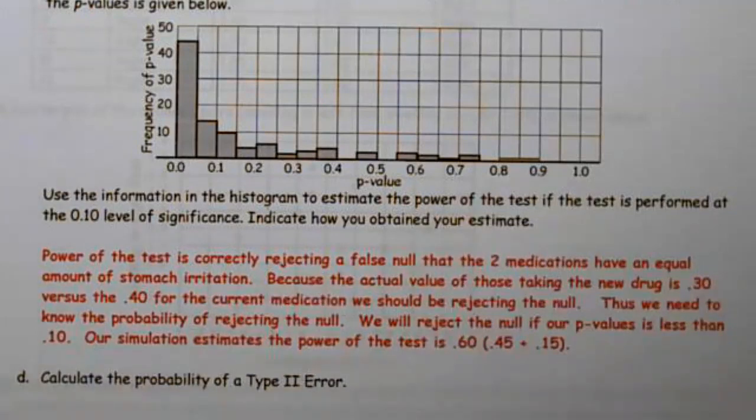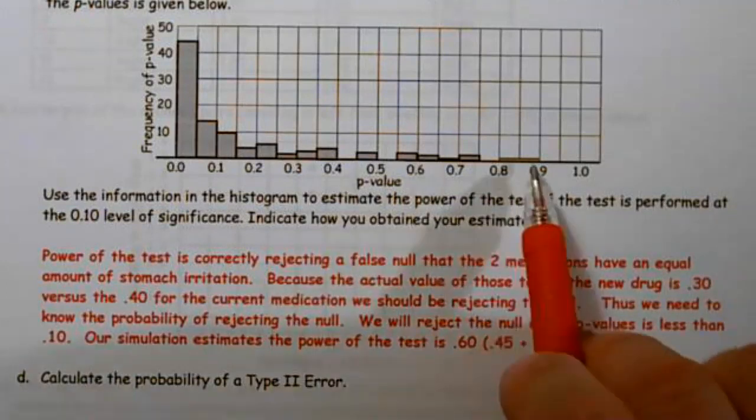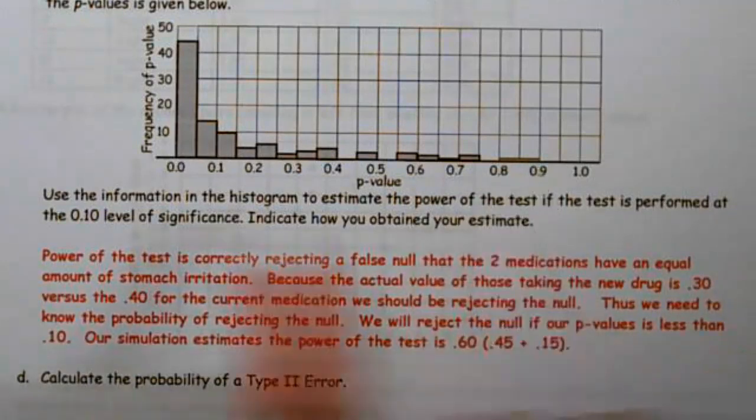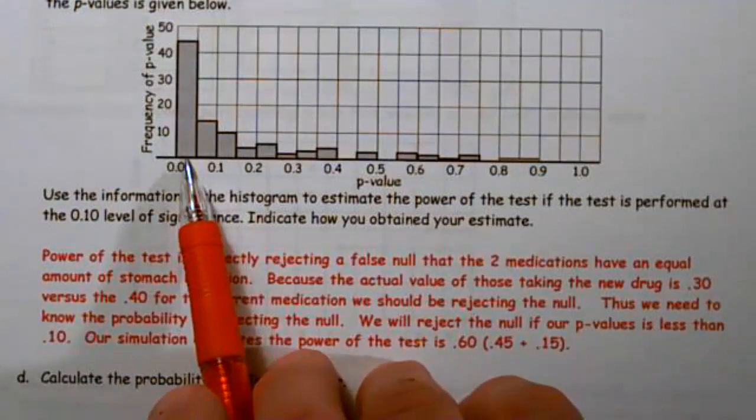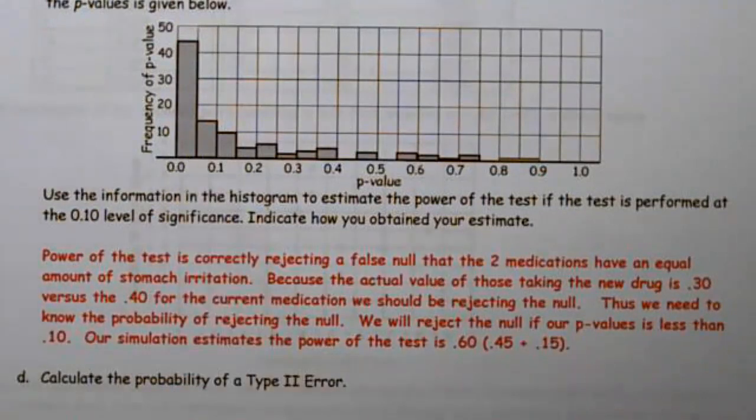So they recorded all the different p-values, and you can see that it went all the way up to about 90%, and it went all the way down to very small. So use the information in the histogram to estimate the power of the test if the test is performed at the 0.10 level of significance.